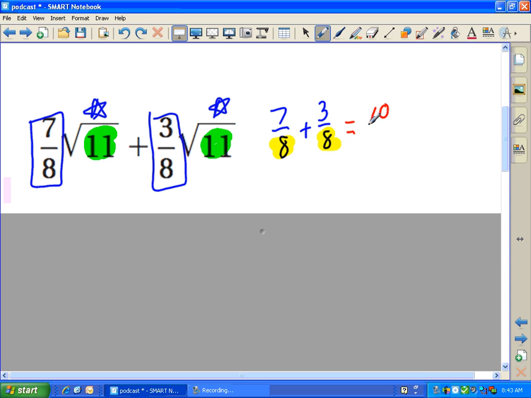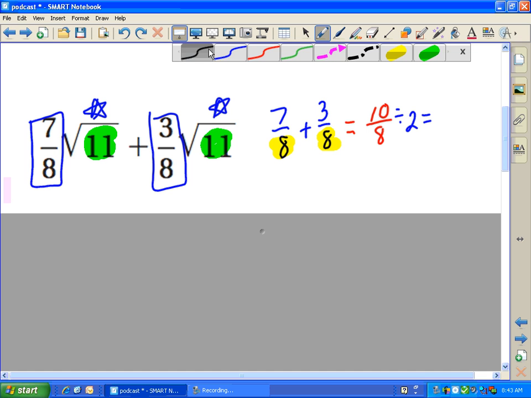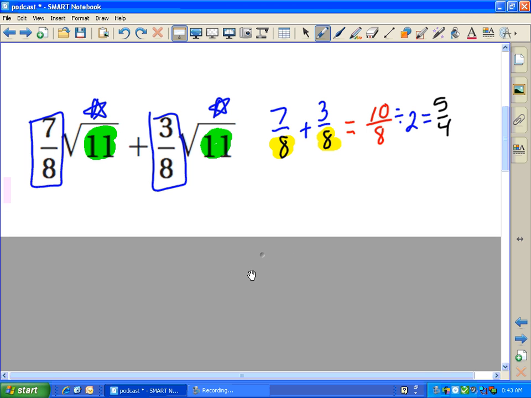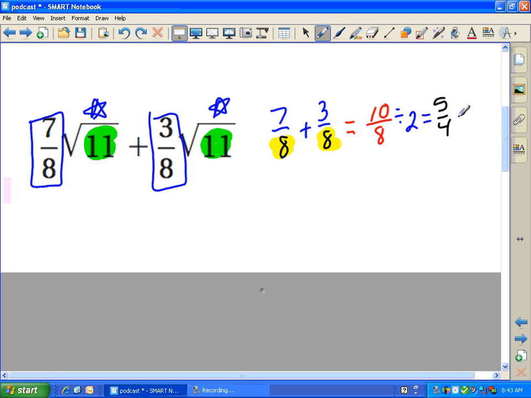There we go. 7 plus 3 gives me 10. Once your denominator is the same, keep it the same. You should be able to see that 2 is your greatest common factor. 10 divided by 2 gives me 5. 8 divided by 2 gives me 4. So I have 5/4, and the dog follows me everywhere I go.